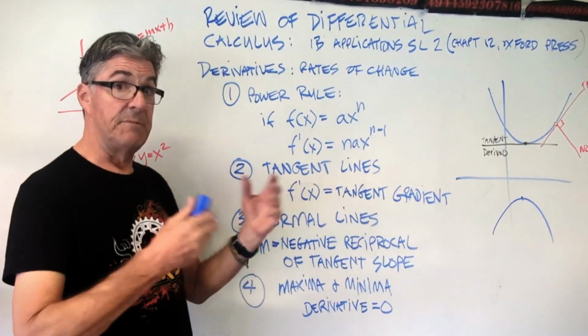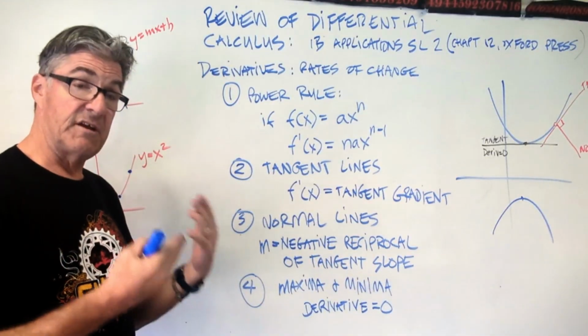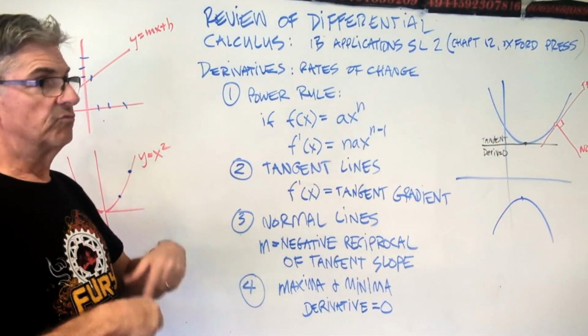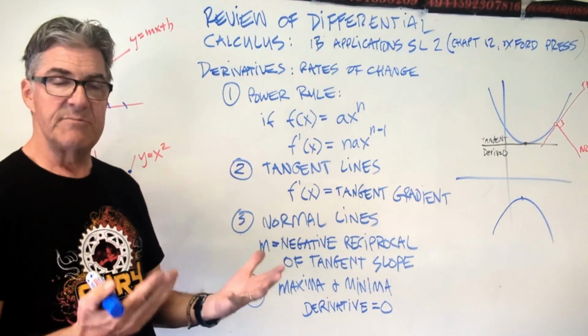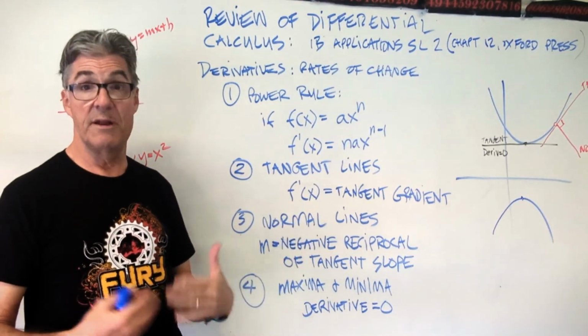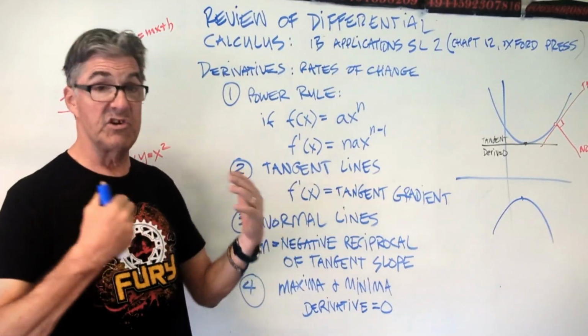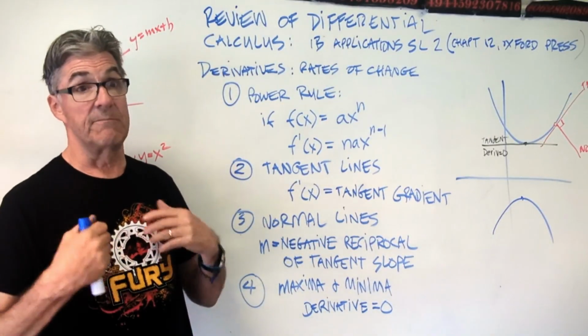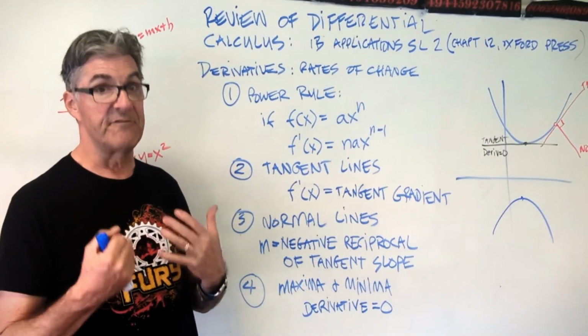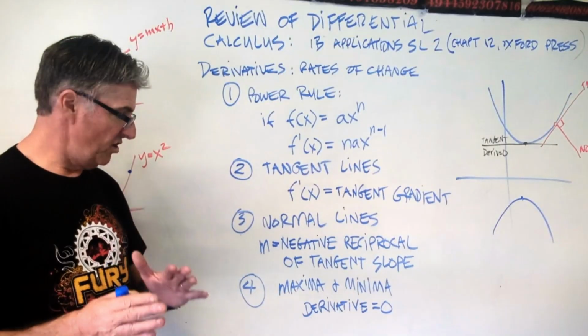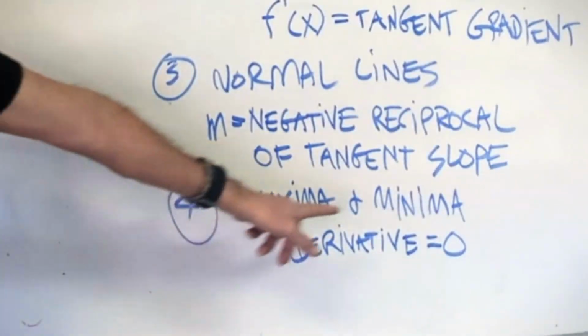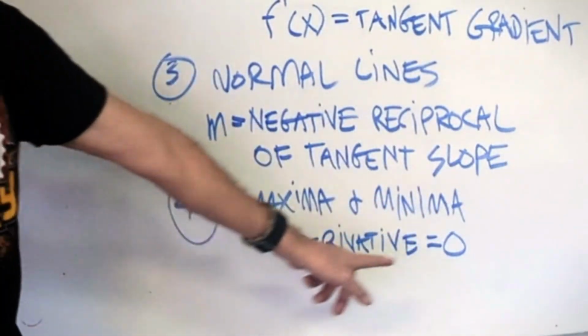So maximums and minimums have perfect applications to real-world problems where you want to maximize something, like profit, or you want to minimize something, like cost. So that's where differential calculus hits the road and does some real, relevant, real-life math. The last point here is that at a minimum or a maximum, the derivative is 0.